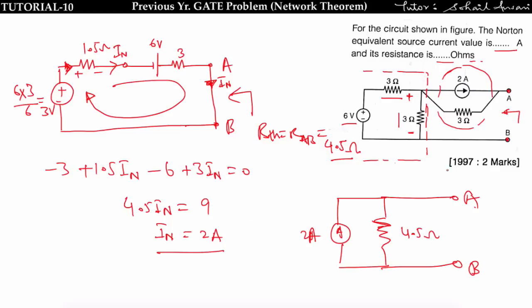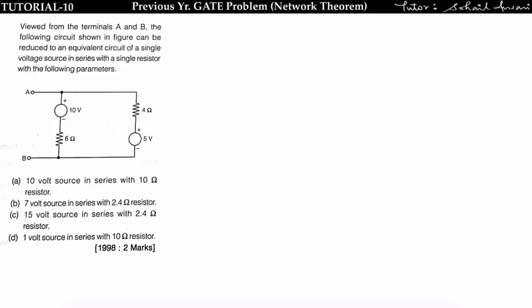This was asked in 1997 for 2 marks. Let's solve another problem. Viewed from the terminals A and B, the circuit shown in the figure can be reduced to an equivalent circuit of a single voltage source in series with a single resistor. This means we have to find the Thevenin equivalent circuit of the given circuit.